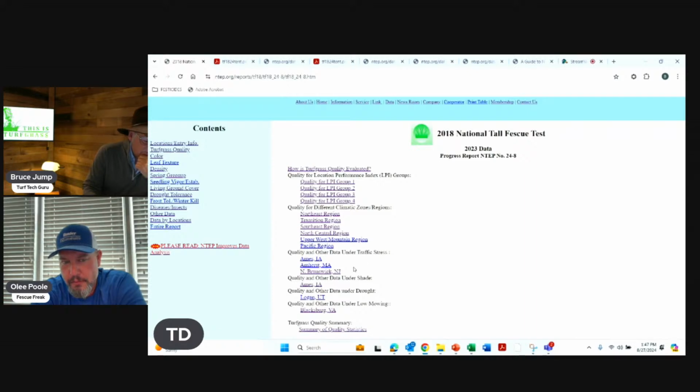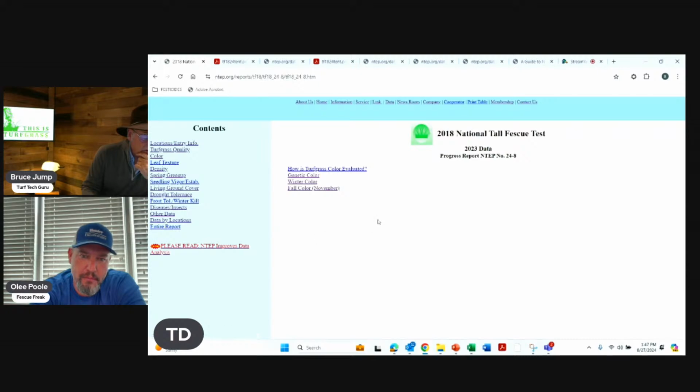Data under traffic stress, Iowa, and hey, New Brunswick, New Jersey. Shade trials, drought trials, low mowing. Oli, we got quality at Blacksburg, Virginia, tall fescue under low mowing conditions. One's 1.5 inches. Next week, we need to check that out, or the next couple weeks. We get into color, genetic color, talk about what that is, winter color, fall color, right on down the list.